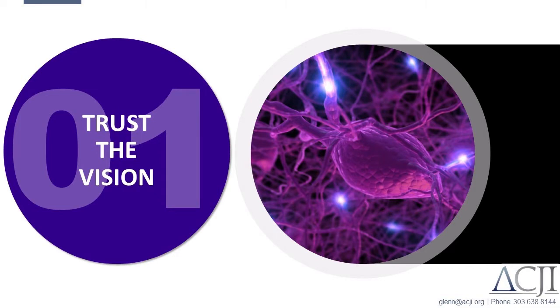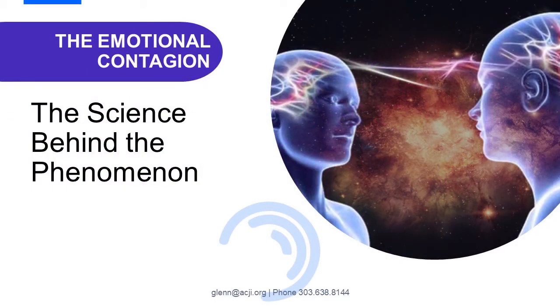Principle 1, trusting the vision. When you think about this principle for a second, focus on the word trust. The vision part is pretty easy to understand because we hear about that a lot in leadership school, but I want to really focus on the word trust. And we're going to talk about this phenomenon of the emotional contagion, which essentially is the idea that as human beings, and especially as change leaders, our mindset, our attitudes, our emotions, even our thoughts are contagious with the people that we lead.